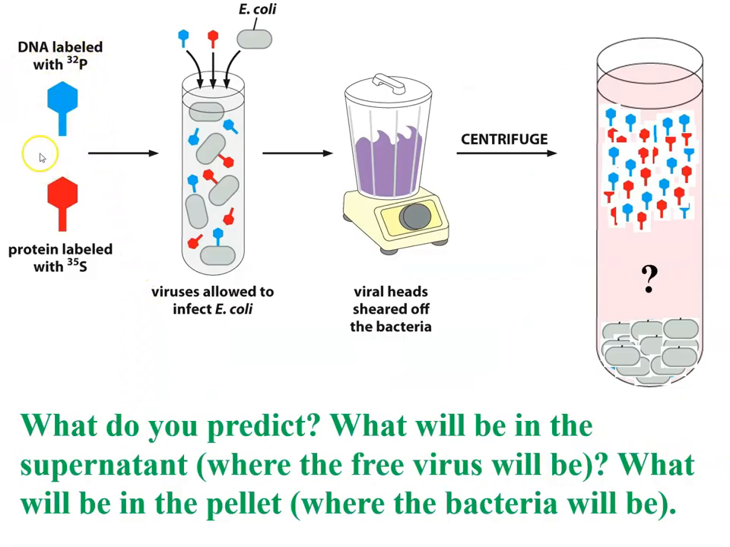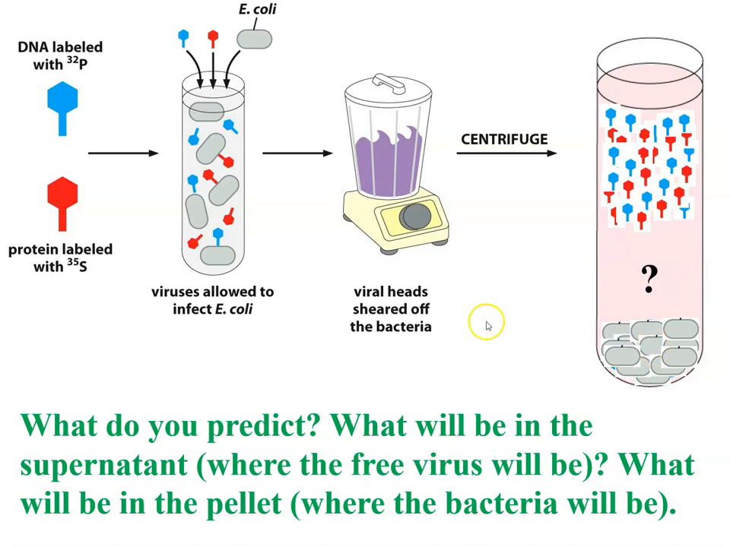So here's the experiment. We have phages with P32 and S35. We incubate them with E. coli. The viruses infect and integrate their radiolabeled phosphorus or sulfur, and then they're chopped up and everything's kind of sheared off, and the E. coli is spun down in a centrifuge. The virus heads get in the supernatant, and the cells are pelleted.